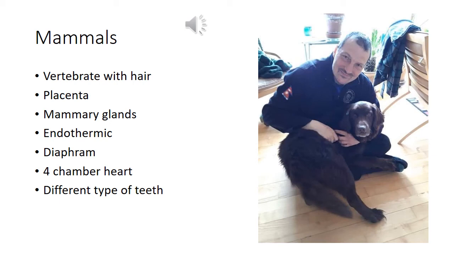So mammals are us, they are dogs, they are horses. So it's a wide group, also including rats, mice, and also flying animals like bats.